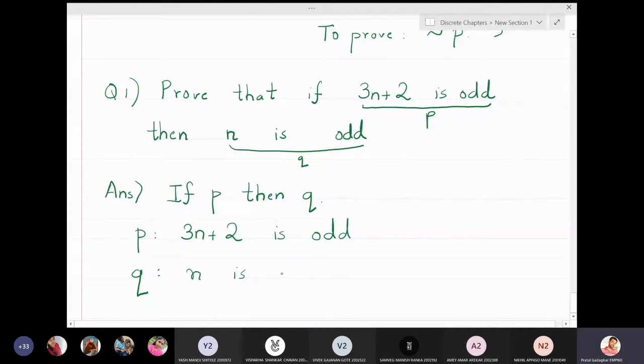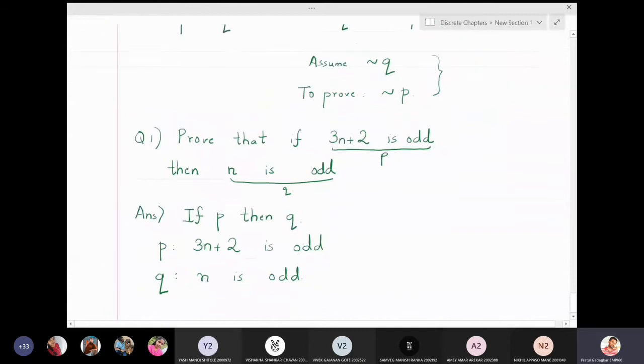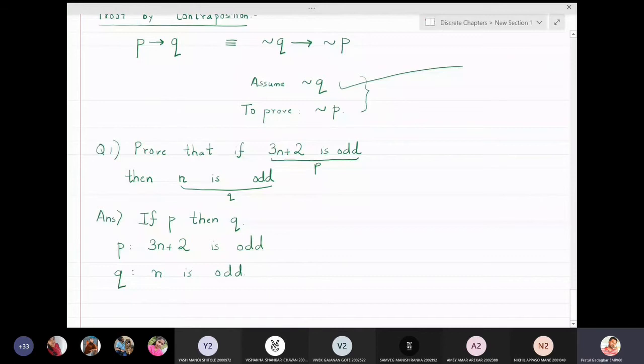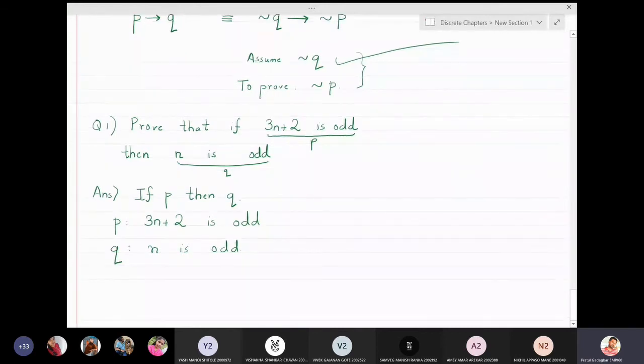Now when I have to prove this, I have to solve this problem by using the method of contraposition. According to the method of contraposition, what you should assume is negation Q. We will not assume P and prove Q; that is called the direct method. I will repeat: assume P and try to prove Q, that is called the direct method. But if I want to prove by the method of contraposition, what am I supposed to assume? I will assume negation Q.